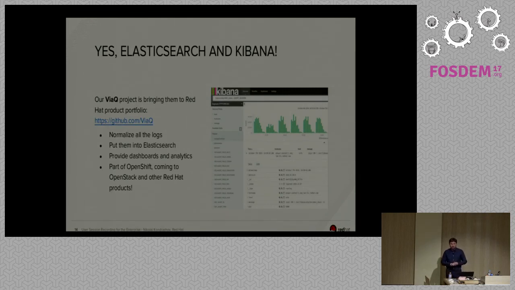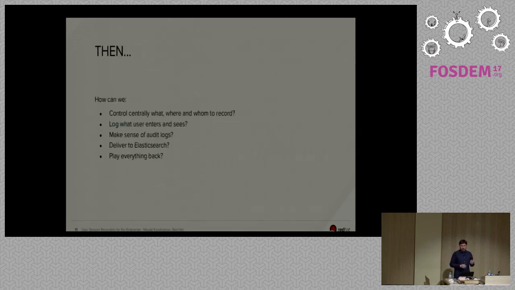So next, from that list remains the central control. We need to record what users enter and see, and we need to make sense of audit logs, because audit logs are plain text. We need to get them to Elasticsearch, and we need to make them searchable, and we need to be able to look for exact data that happened in audit logs. Then we need to deliver it to Elasticsearch, and then we need to play it back.